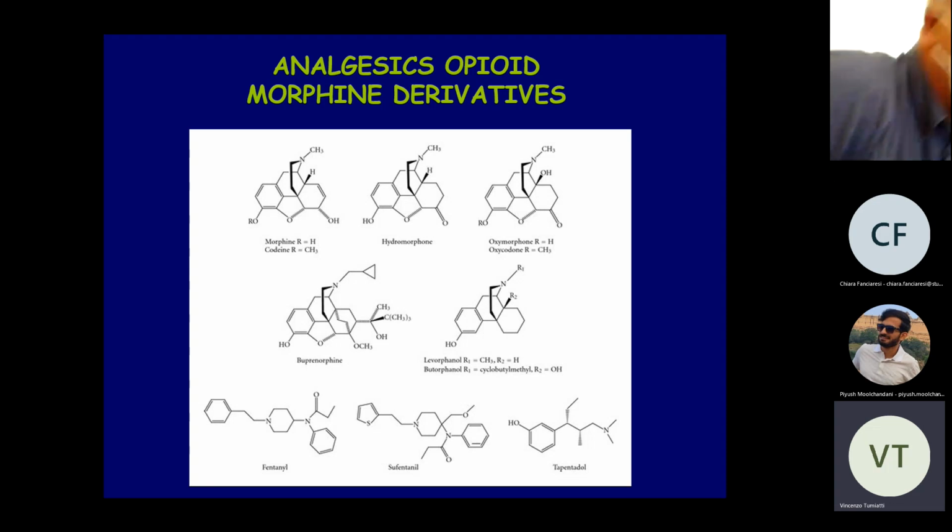Here in this picture, you can see the most important derivatives of morphine. Codeine: you see a methyl group on this oxygen. Hydromorphone: you see we have a ketone instead of this alcoholic function. Oxymorphone, oxycodone: you see we have a methyl group for oxycodone here. And in particular, there is the OH on the carbon 14.